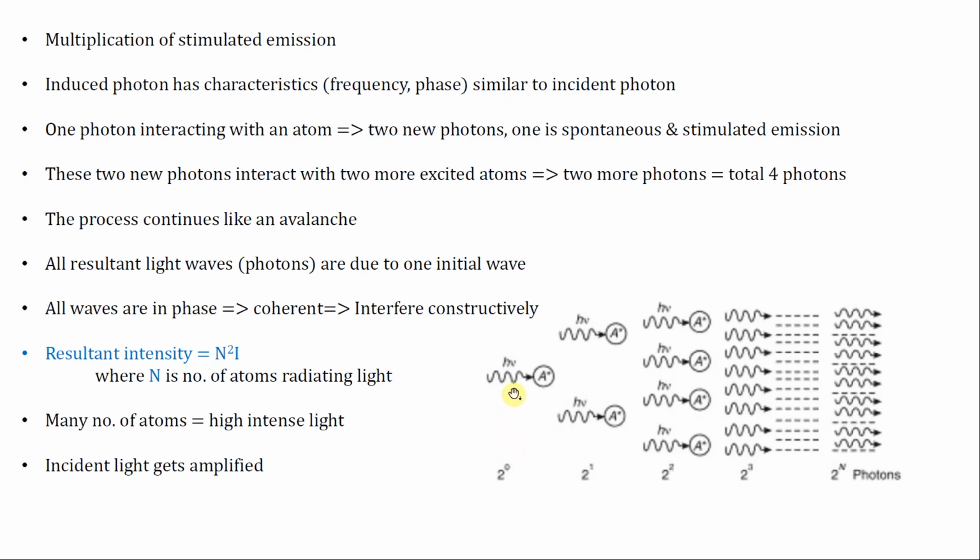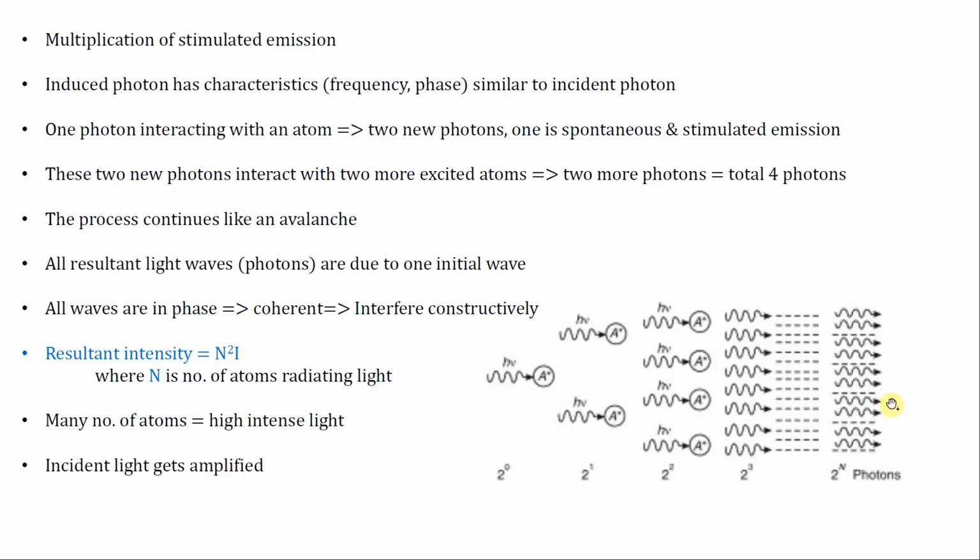Initially you can see that it was only one photon acting. Next you get two photons. Each of them acts on one atom each, results in 2 each, so in total it becomes 4. Like this it goes on in powers of 2: 2 to the power of 0, 2 to the power of 1, 2 to the power of 2, 2 to the power of 3, and you get 2 to the power of n photons at the end. So many photons are produced at the end of the stimulated emission.